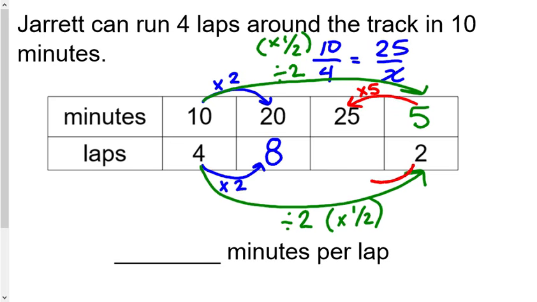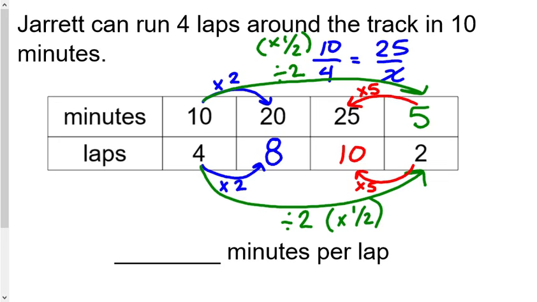So then that would allow me to do 2 times 5 and get 10. And so now I have found all my missing numbers in my ratio table. Now I do want to go back and look for just a quick minute at what I wrote up here at the top about how I could have used the ratio of 10 to 4 to get the ratio of 25 to what?